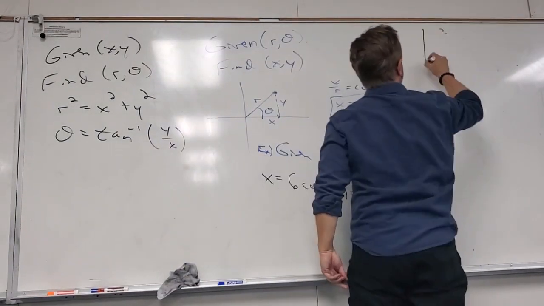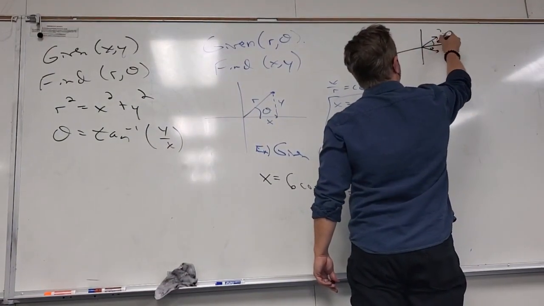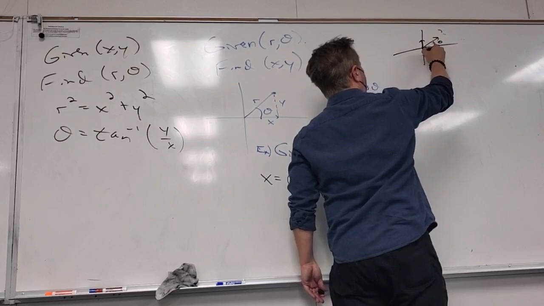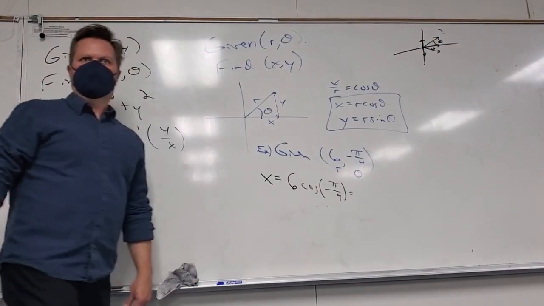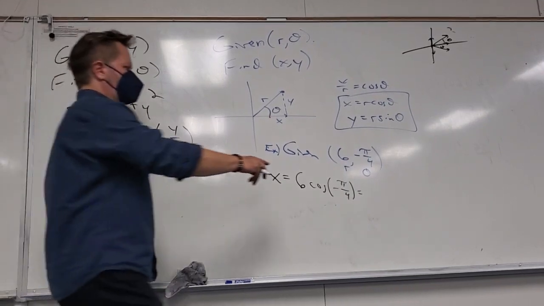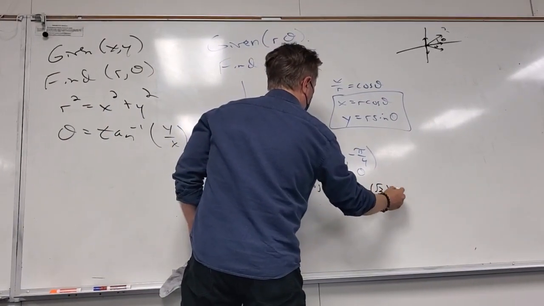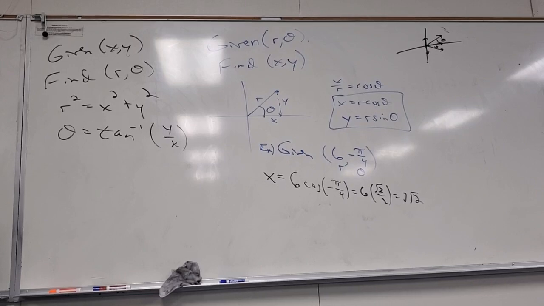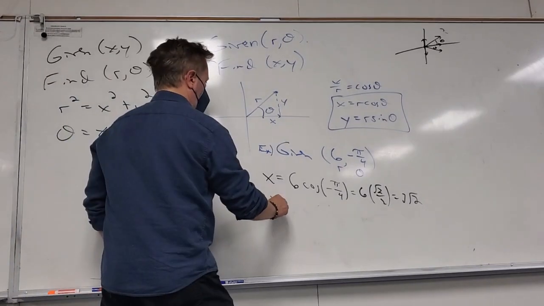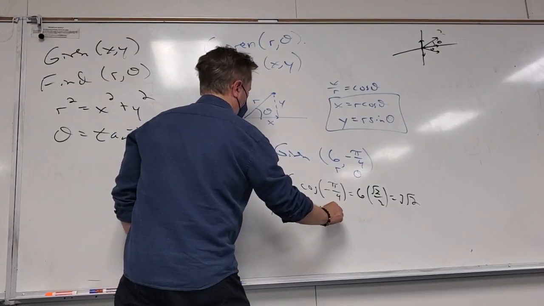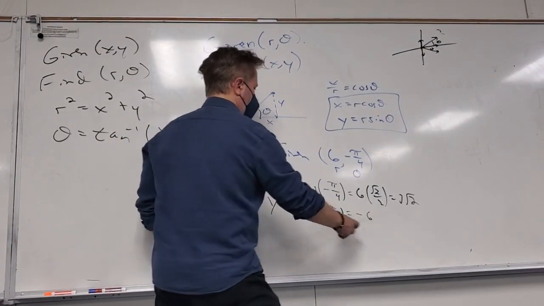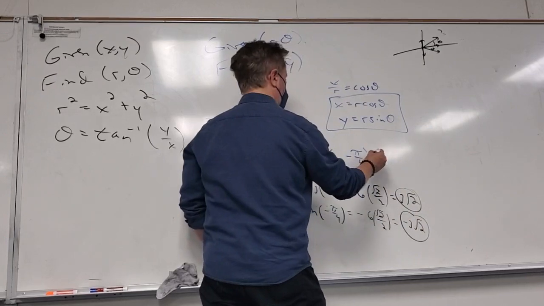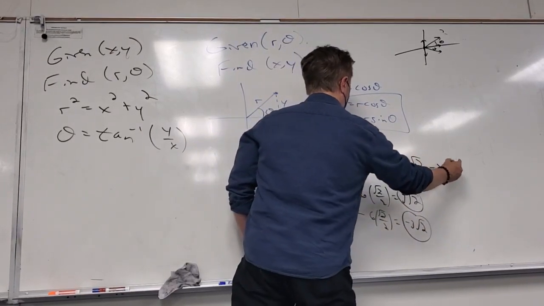So what I always remember about cosine of theta versus cosine of negative theta is they both talk about exactly the same x piece, whereas sine of theta versus sine of negative theta, one's the negative of the other one, right? Okay, so x will be 6 times rad 2 over 2, which is 3 rad 2. And y will be 6 sine negative pi over 4. Like we just said, this will be negative 6 times rad 2 over 2, which is negative 3 rad 2. So this becomes 3 rad 2, negative 3 rad 2.